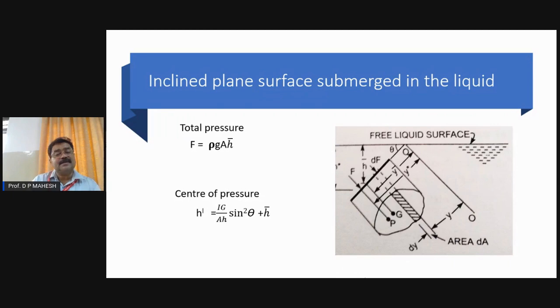Friends, please listen. Ig is nothing but the I of xx, the moment of inertia about an imaginary line passing through the center of gravity parallel to the free liquid surface. So we can use this formula. Theta is the angle between the plane of the free liquid surface and the plane of the submerged body. That angle is called theta.